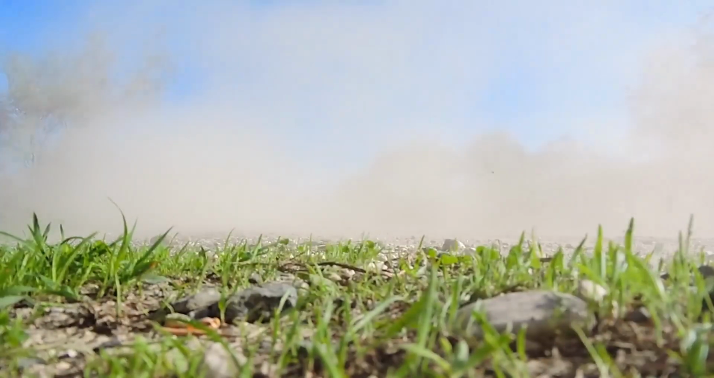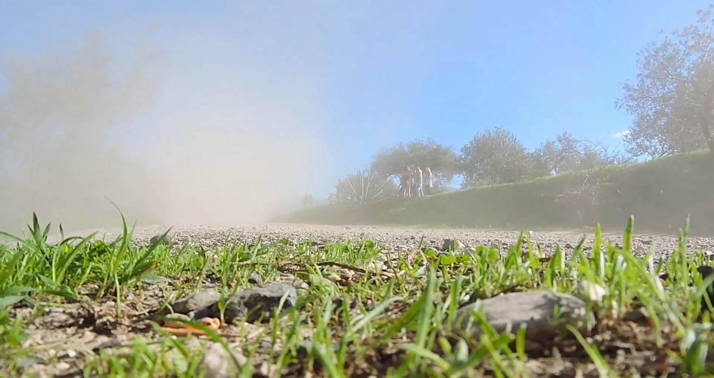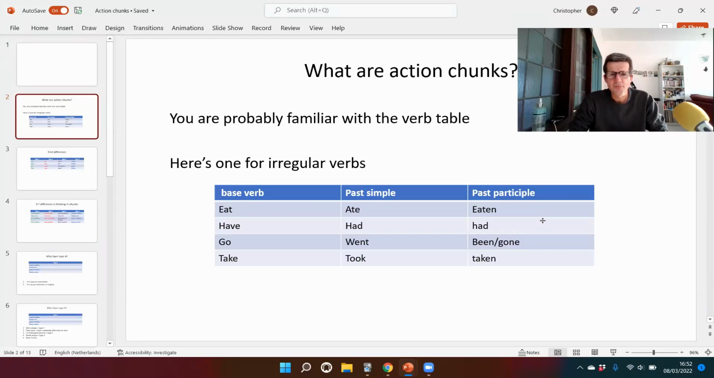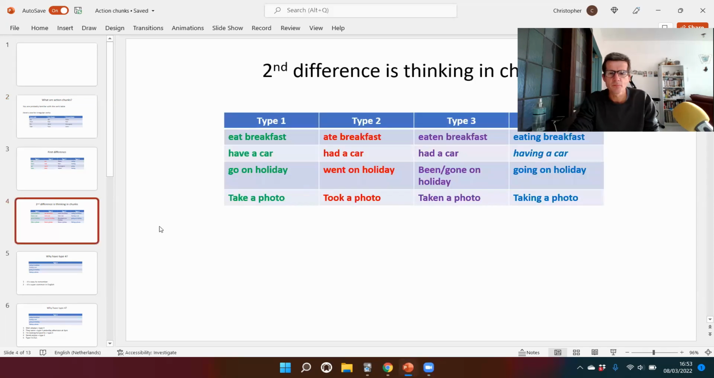Action, action, action. Okay, here we are. What are action chunks? First of all, you're probably familiar with the verb table. Here's a verb table for some irregular verbs: eat, ate, eaten; have, had; go, went, been, gone. Let's see how action chunks are different.